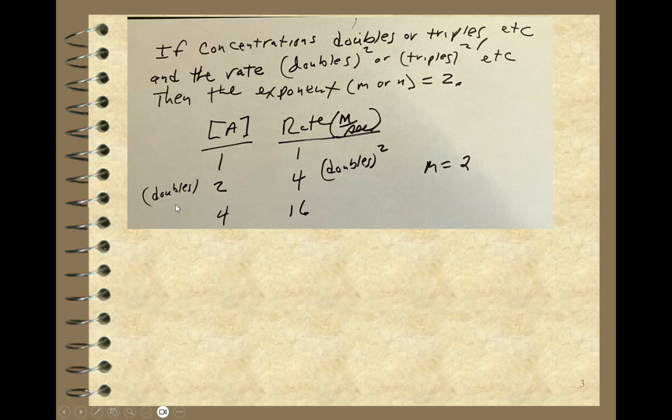All right, so let's look here. So we're multiplying everything here by 2. In other words, each of these is doubled. And if you find that the rate is multiplied by 2 squared, here, what's 2 squared? 4. 4 times 1 is 4. 4 times 4 is 16. Then m is equal to 2.